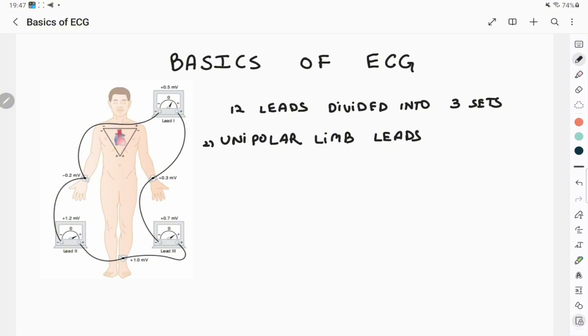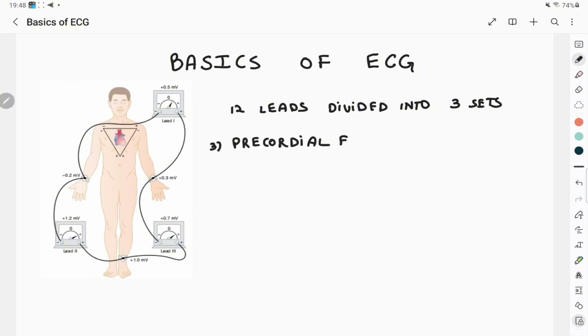These use the same limb wires but change the math. The machine turns two limbs into a collective negative baseline and tests them against one single positive limb. Lead aVR has the right arm as its positive electrode. The negative electrode is formed collectively by the left arm and left leg. Similarly, aVL has the left arm as positive electrode and aVF has the left leg as positive electrode. The negative electrode is formed collectively by the remaining two limbs.